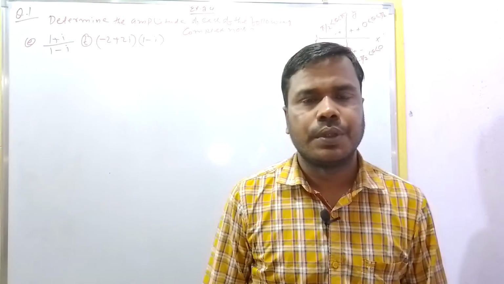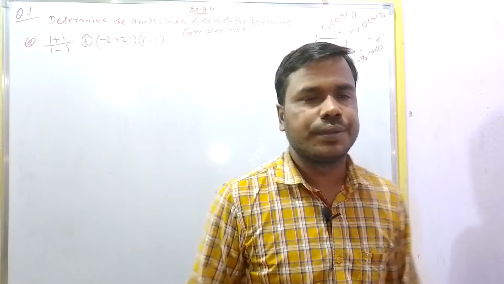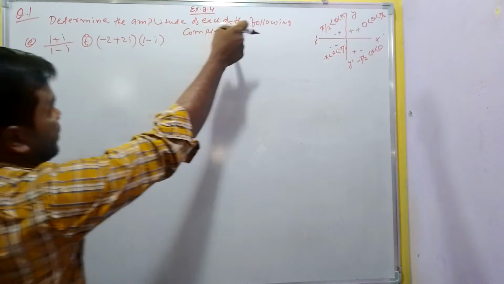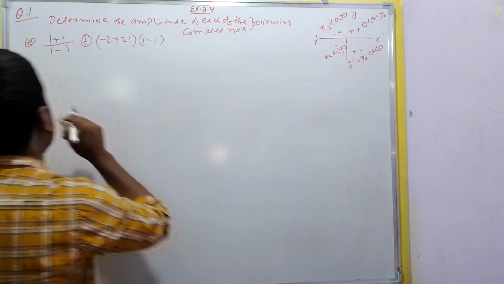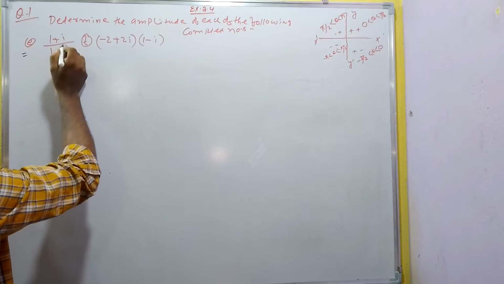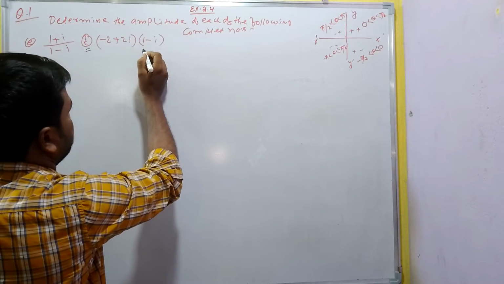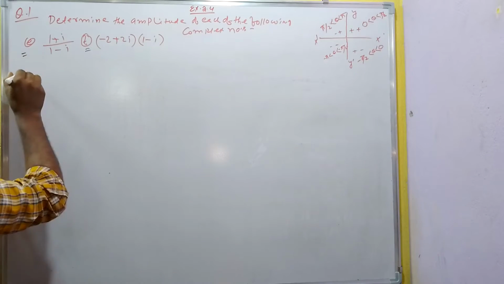Now start Advanced Math class 10, exercise 2.4, question number 1, E and F. Determine the amplitude of each of the following complex numbers. Number E, (1 plus i) by (1 minus i). Number F, (minus 2 plus 2i) into (1 minus i). Solution.